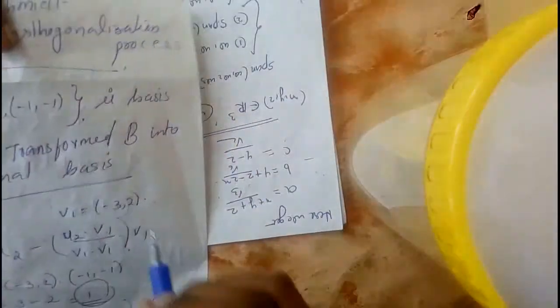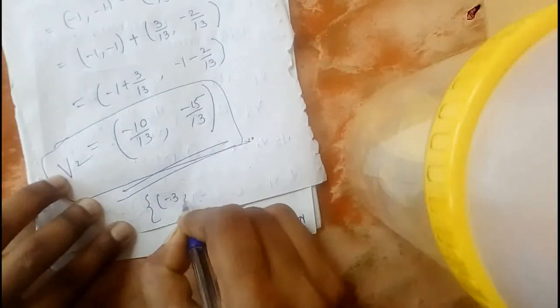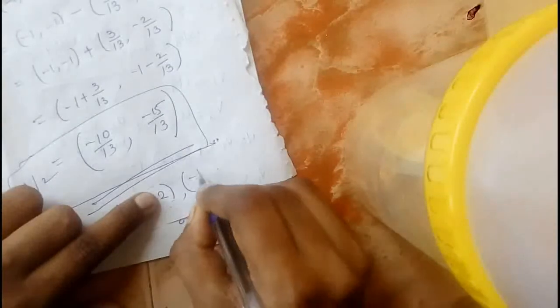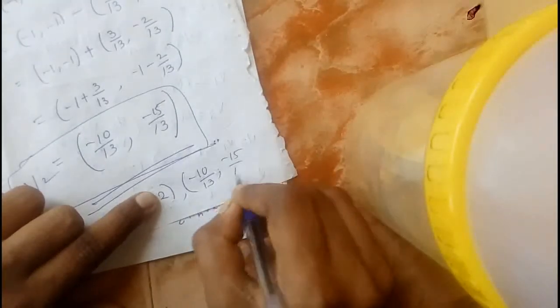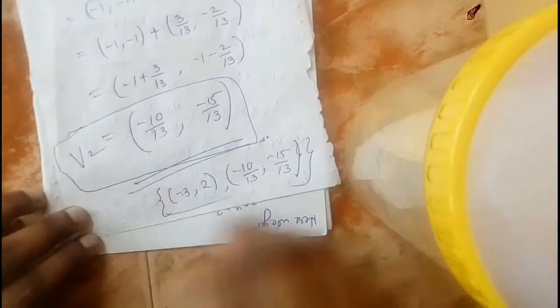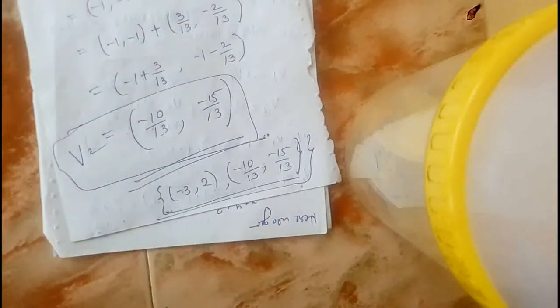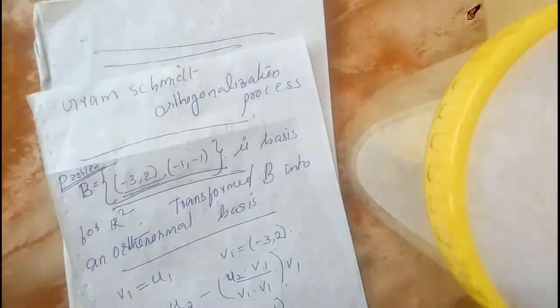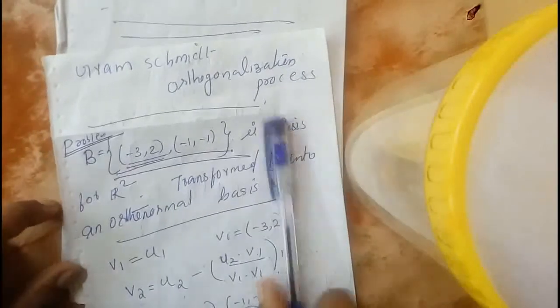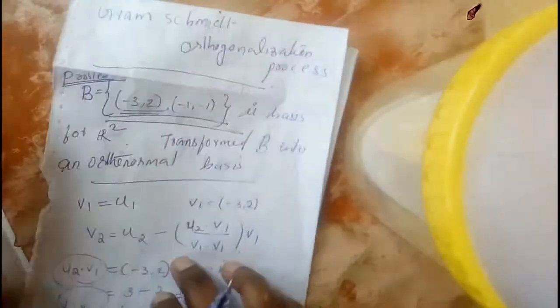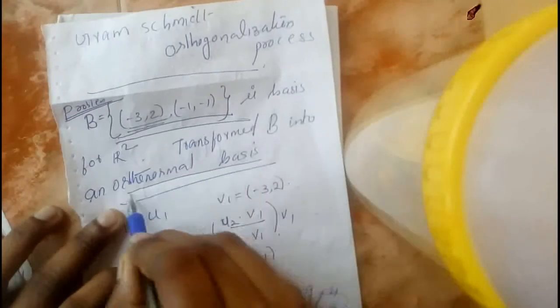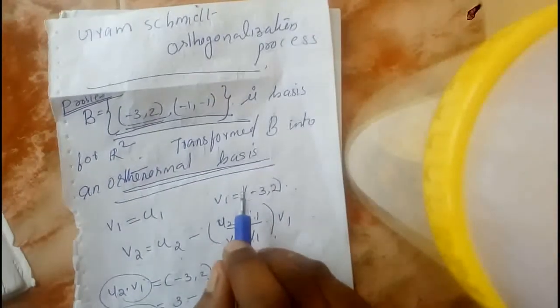And V1 is U1 itself. That means V1 is (-3, 2) and V2 is (-10 by 13, -15 by 13). This is the orthogonal basis of R2 corresponding to this basis. Here, the problem asks to find an orthonormal basis, not an orthogonal basis. So here we found the orthogonal basis.